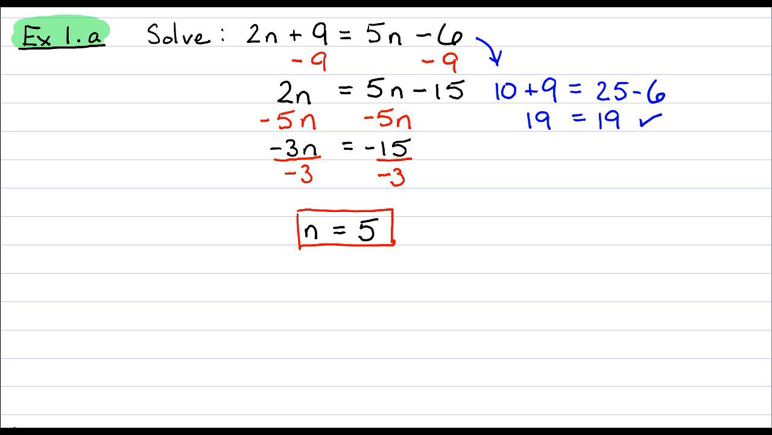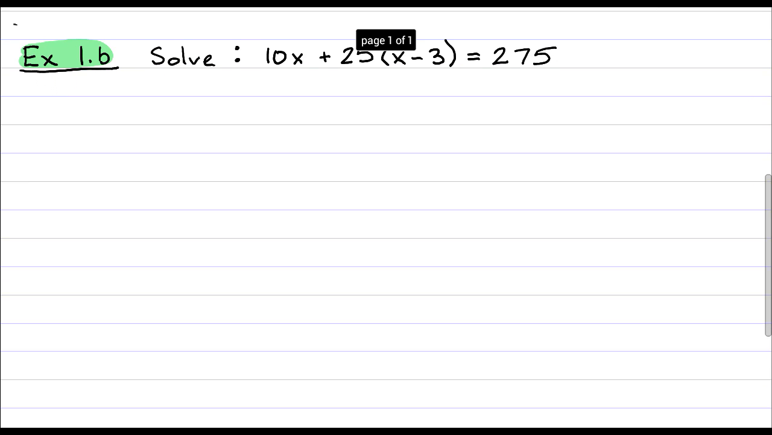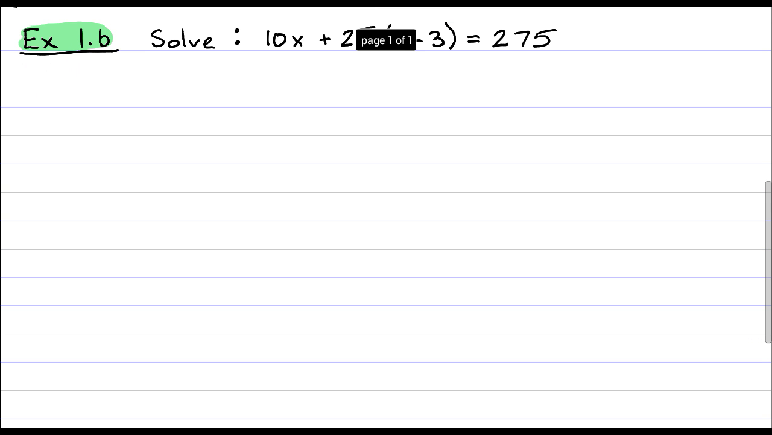Okay, so let's move on to part B. Part B is the same sort of problem. We have some equation, and we need to solve for the variable inside of the equation. This one is just slightly more complicated, though, in that it has these parentheses. You see this 25 times x minus 3 term. That's going to make the problem just ever so slightly more complicated.